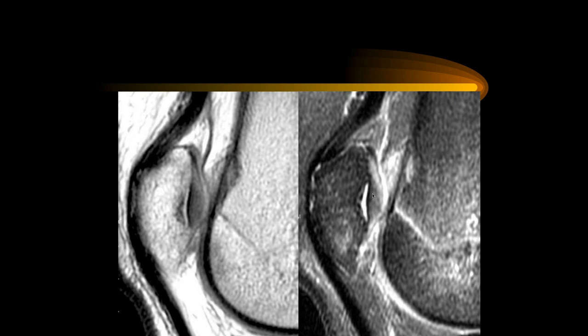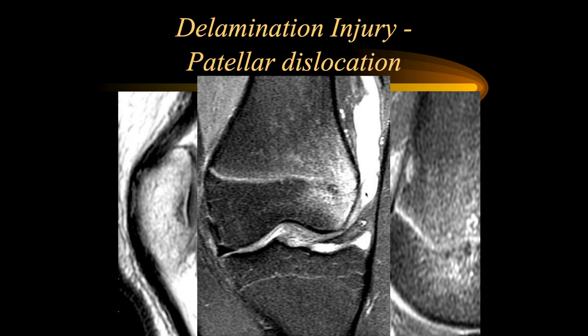So this is kind of a glancing blow here, and you have a delamination or separation again at the base of the articular cartilage in this particular patient due to a transient dislocation of the patella. So these are kind of delamination injuries.